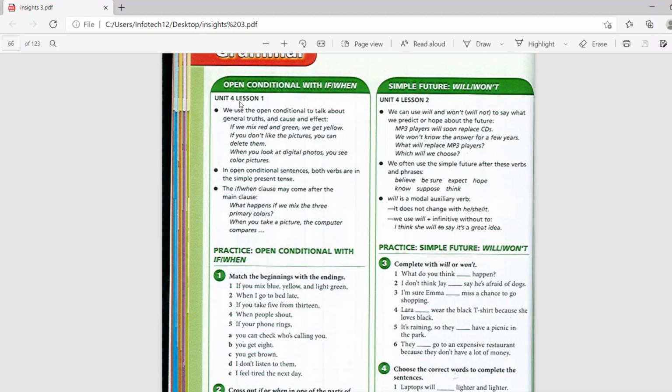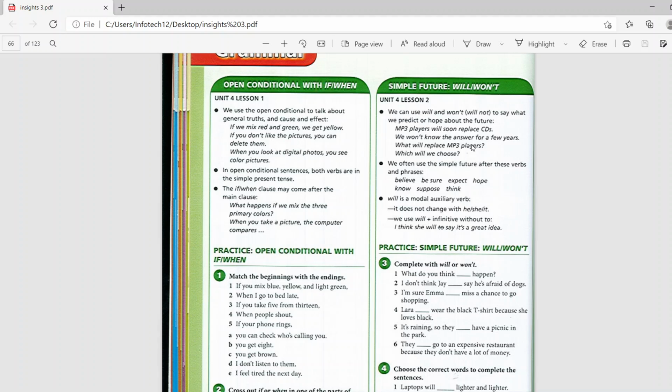Okay, this is grammar, open conditional with if and when. Okay, unit 4, lesson 1. Here you have like the explanation for open conditional. Acá tenemos un poquito de la explicación. De igual manera, chicos, yo les voy a dar la explicación de esto.